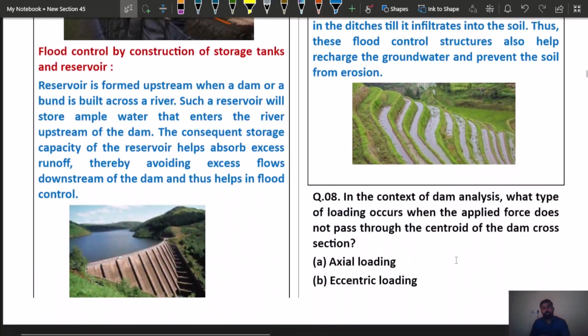Next method, flood control by construction of storage tanks and reservoirs. A reservoir is formed by dams. Here we can see this is a dam. A dam is created to store water, and this reservoir will store the excess amount of rainfall. If there is excess rainfall, the water will be stored in this reservoir and it will control the water from coming outside into the populated area or where developments have happened. So this is a method to control the flood.